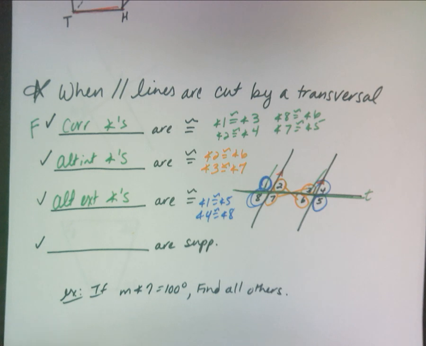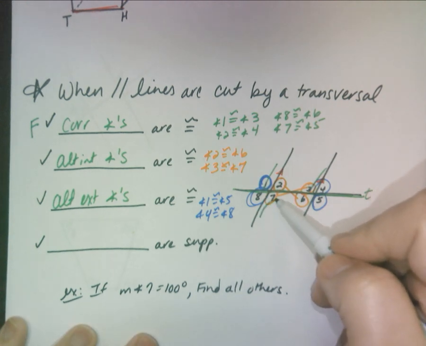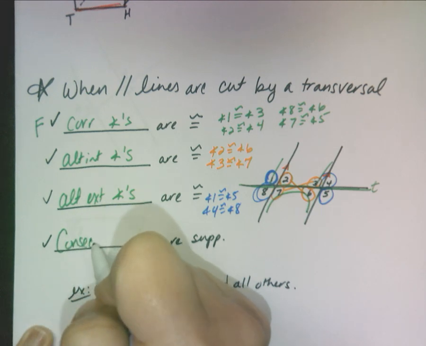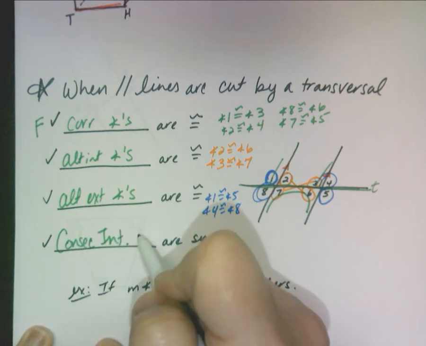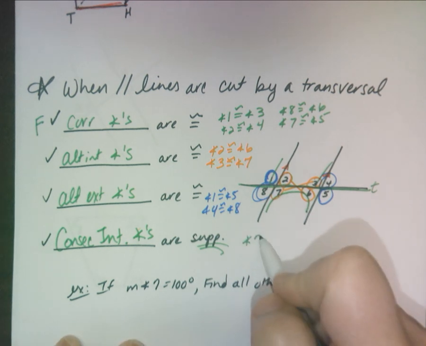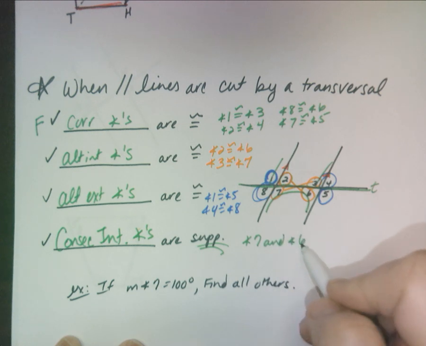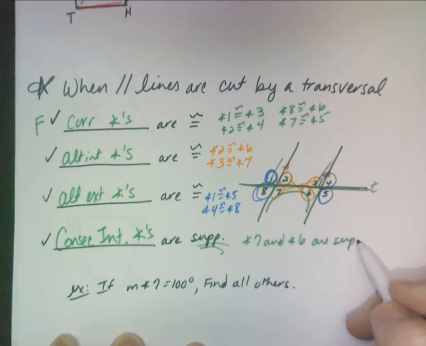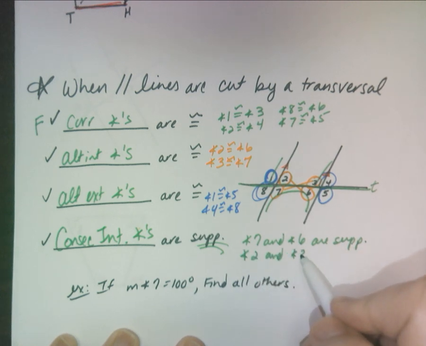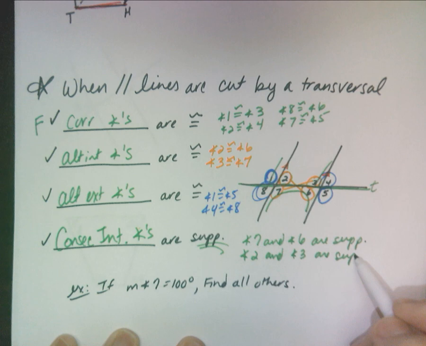And the last thing, the consecutive interiors, the ones that make that C shape. Actually, this is making a U shape because it's upside down. But the consecutive interior angles are supplementary, meaning they add up to 180. They're not equal. They're adding up to 180. 7 and 6 are supplementary. Likewise, are 2 and 3.